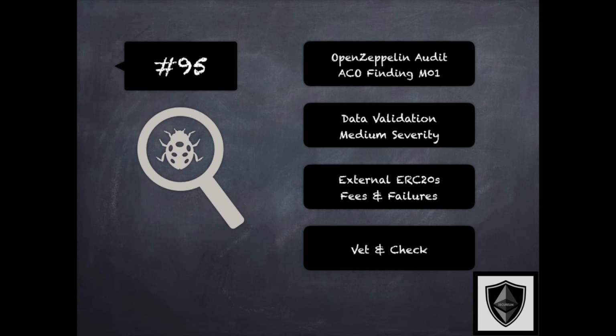The recommendation was to consider vetting each token used within an ACO options pair, ensuring that failing transferFrom and transfer calls would cause reverts within ACO token contract. And additionally, consider implementing some sort of sanity check which enforced that the balance of the ACO token contract increases by the desired amount when calling transferFrom ERC20.